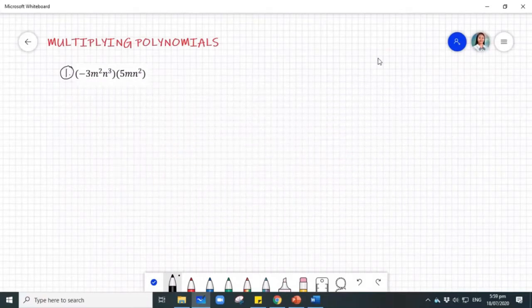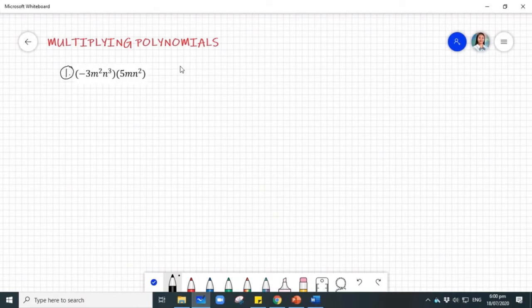Now let's move on to our next topic, multiplying polynomials. In multiplying polynomials, it's very important that we have mastered the laws of exponent, because we're going to use the concept of laws of exponent in multiplying the different variables in the polynomials. So let's get started on example number 1.